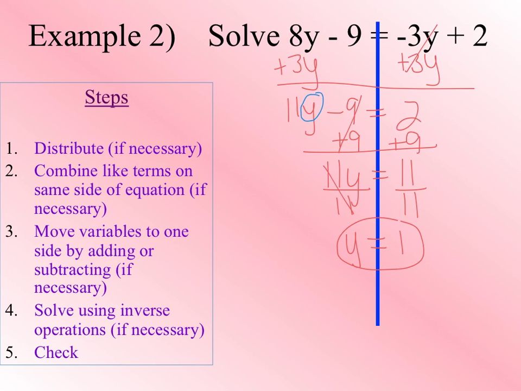Okay, and then our last step from here, we'll just do a quick check. So we have 8 times 1 minus 9, or 8 minus 9, which is -1, and that should equal -3 times 1 plus 2, which is -3 plus 2, and that is -1. So the check does work out.